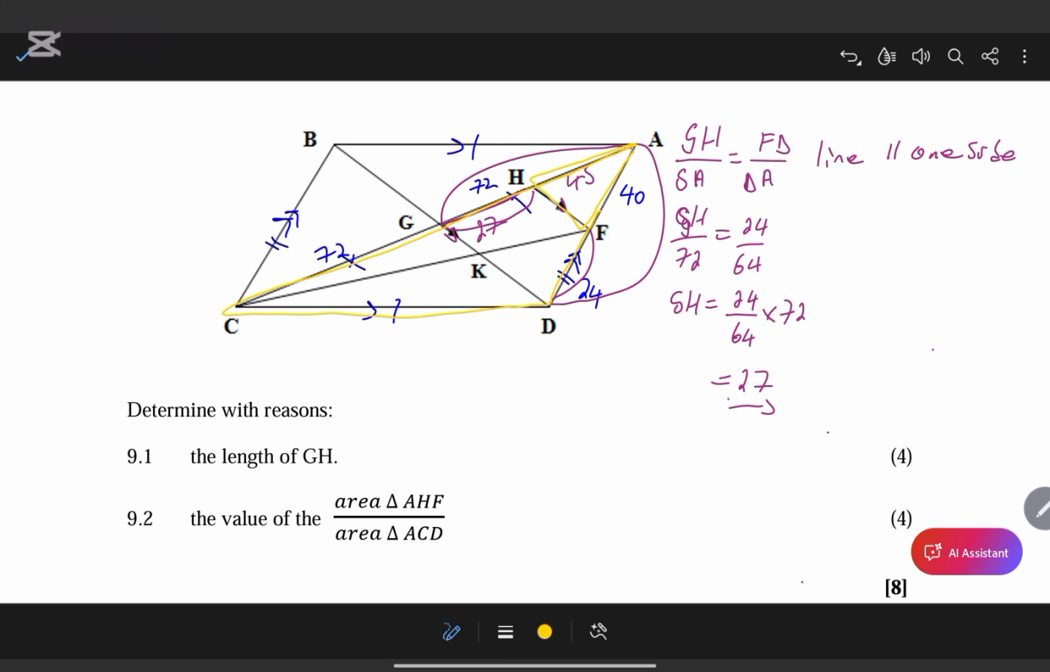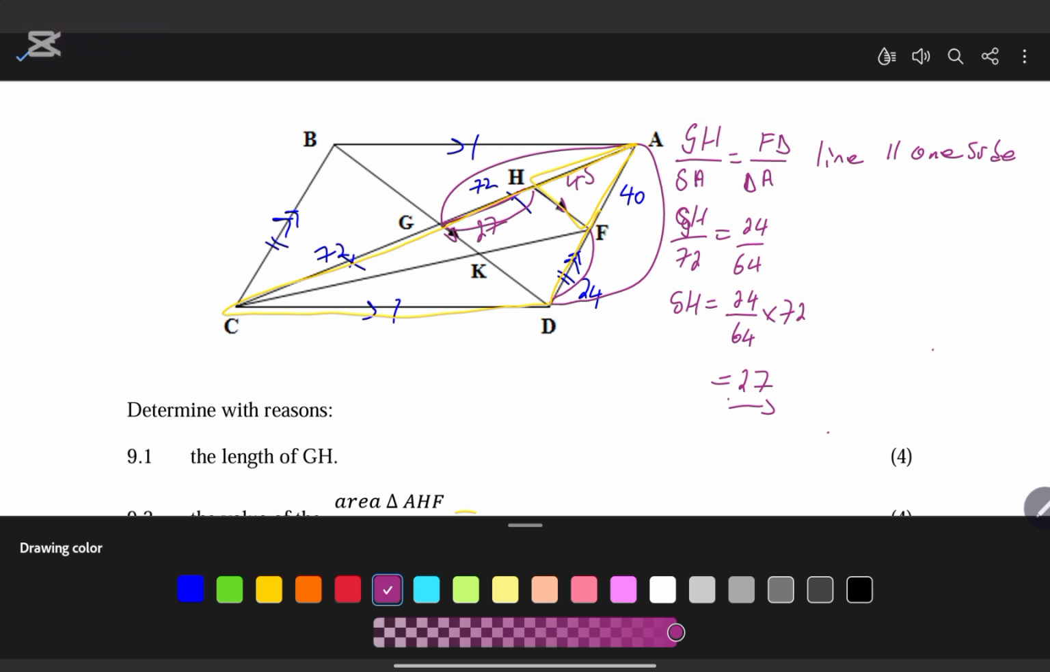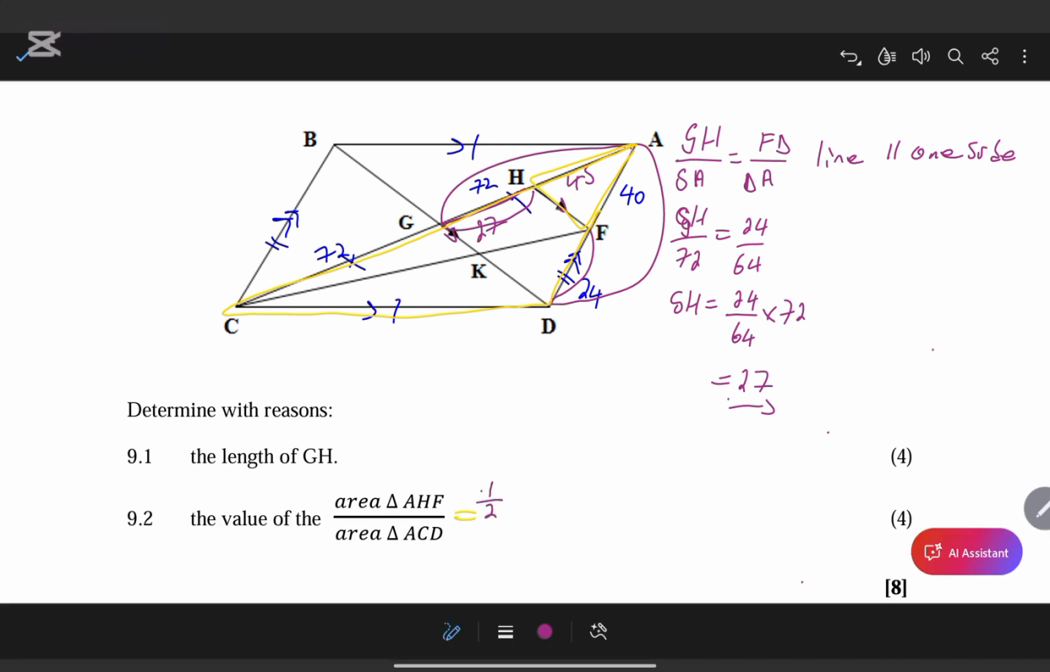So this is equal to half AB sine C. In triangle AHF, that would be 45 times 40 times sine of angle A, divided by half times, in the other triangle ACD, the whole length AC is 72 by 2, which is 144, times the other length, 40 plus 24 is 64, times sine of angle A. We are left with 45 times 40 divided by 144 times 64, and the answer to that is 25 over 128, and that is the answer.